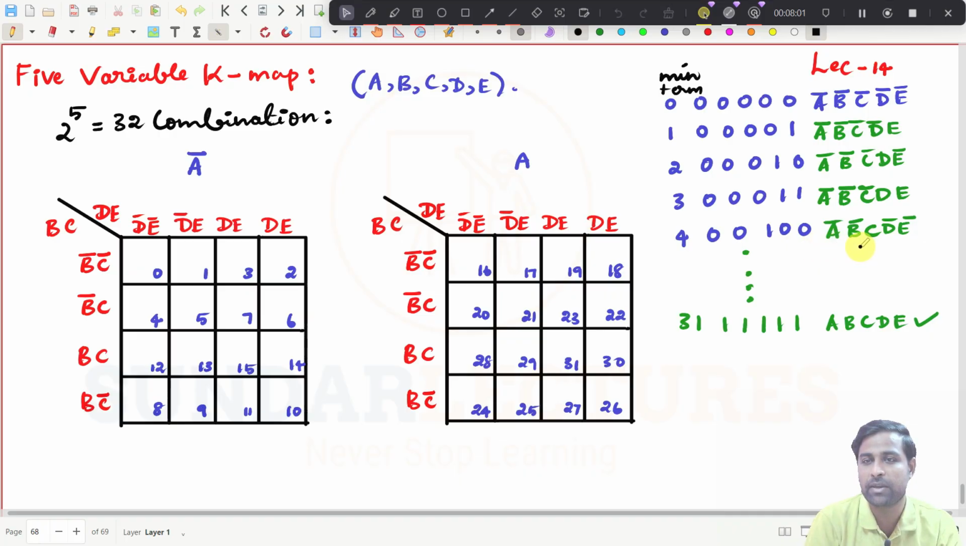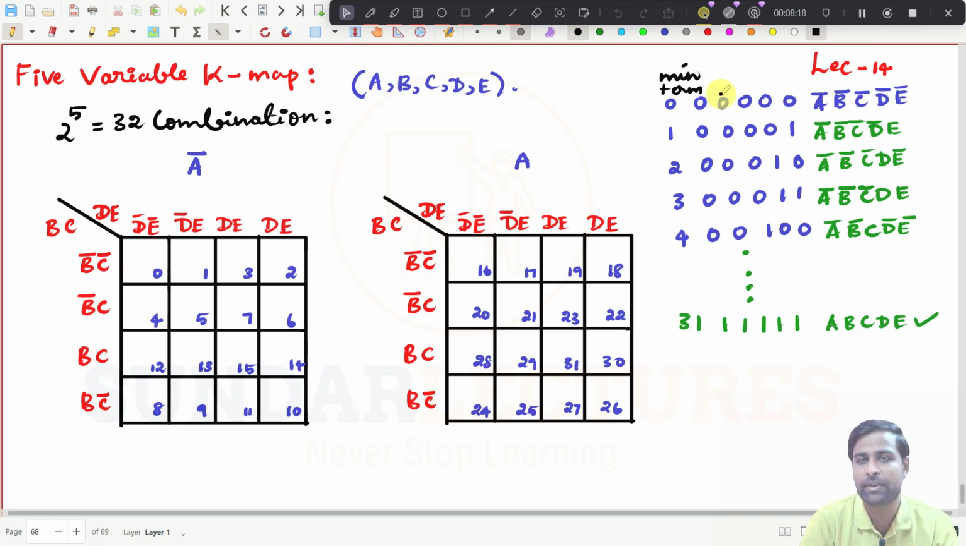And if I see number 4, let us consider number 4. It is A bar, B bar, C, D bar, E bar, right? So A bar is here, and I have to see B bar C and D bar E bar. B bar C is here, D bar E bar is here. So this particular cell is min term number 4. And you have to write for everything now.